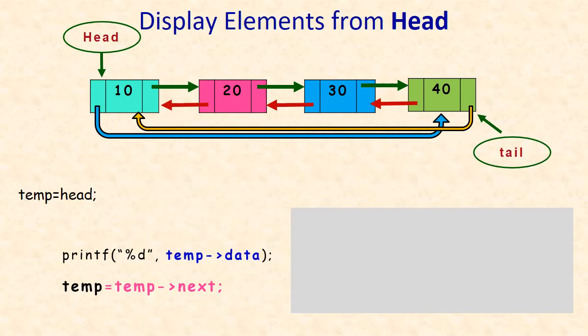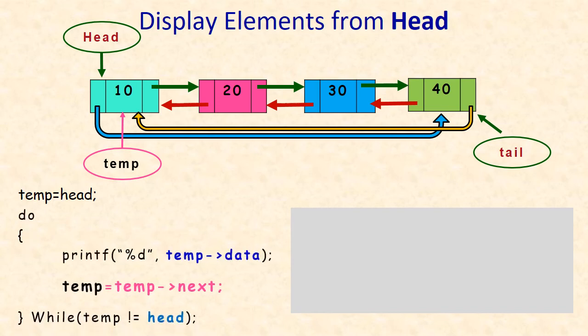Now let us start displaying the values from head. First of all, temp is equal to head, which means temp will point to the head. Then I will use this do while loop to continuously move temp towards the last node. You know that the last node's next holds the head. So whenever you reach the last node and temp is equal to temp next is executed, temp will become head, so that this condition will fail after reaching the last node.